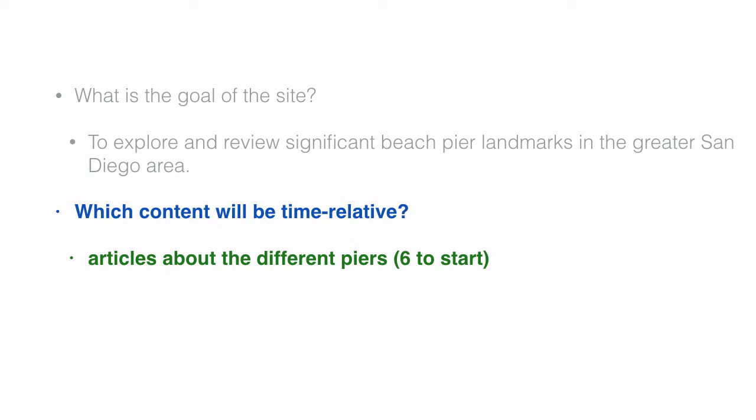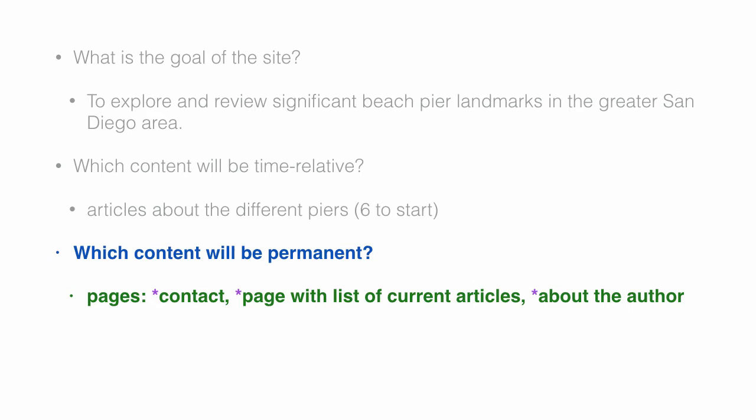Okay, so which content's going to be time relative? So I'm going to be writing some articles about different piers, and I'm going to start with 6. So it's not like it's going to be a portfolio of things, for instance. It's going to be articles. And which content's going to be permanent? So I can envision just off the top of my head that I would want maybe a contact page. That's pretty normal. Maybe I'm going to have a page that sort of organizes the list of current articles. That could be like a blog page or something. And then also I'd like to have a page that's about the author.